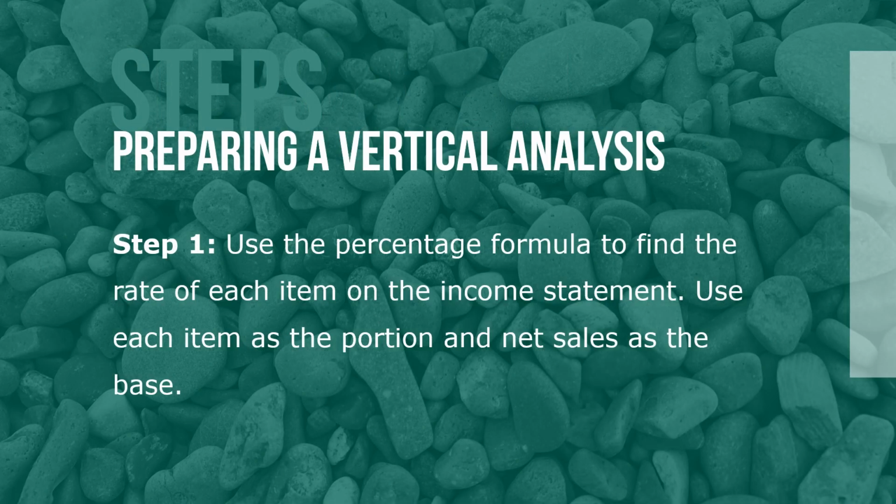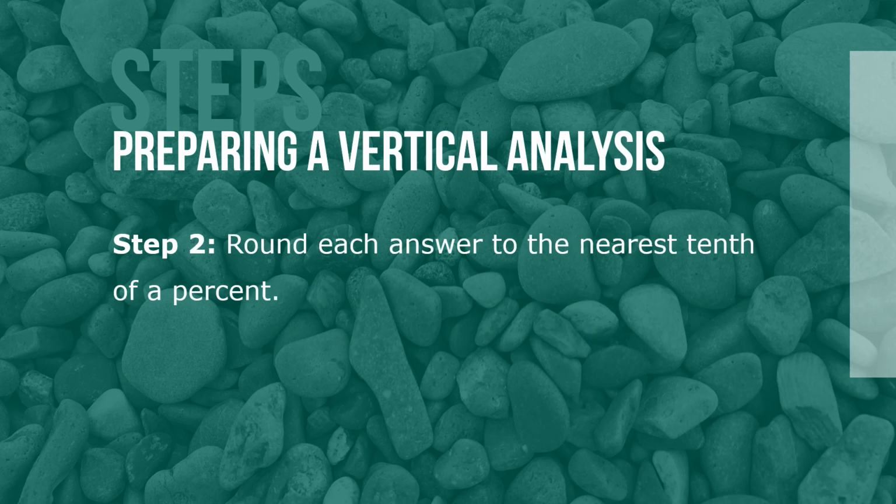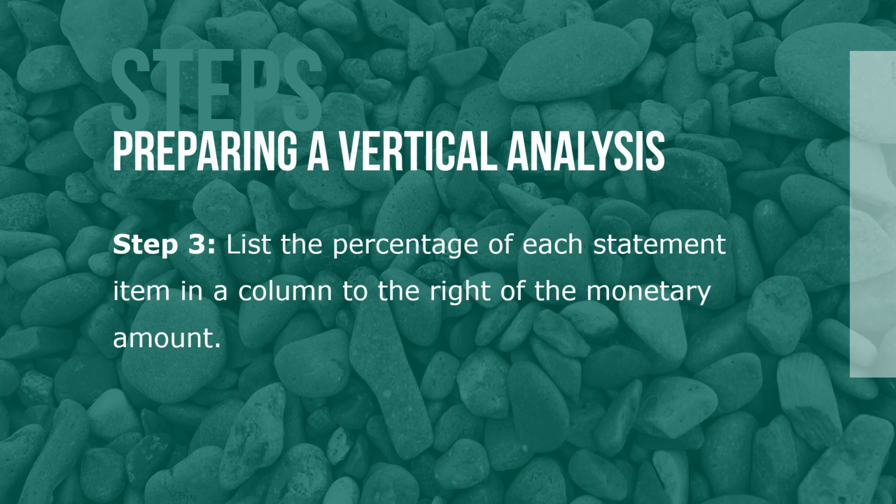Here are the steps to preparing a vertical analysis. Step 1. Use the percentage formula to find the rate of each item on the income statement. Use each item as the portion and net sales as the base. Step 2. Round each answer to the nearest tenth of a percent. Step 3. List the percentage of each statement item in a column to the right of the monetary amount.